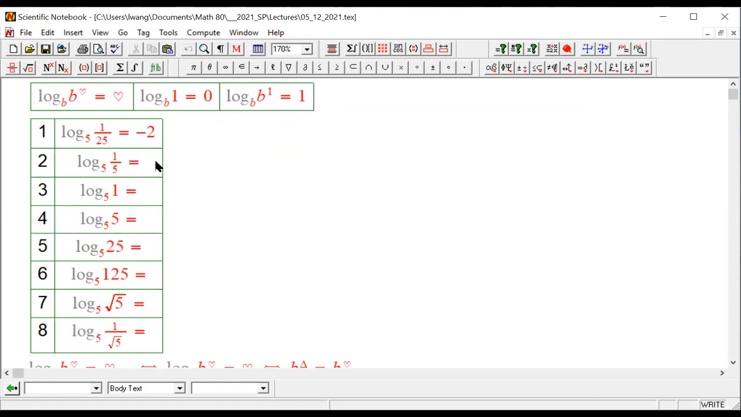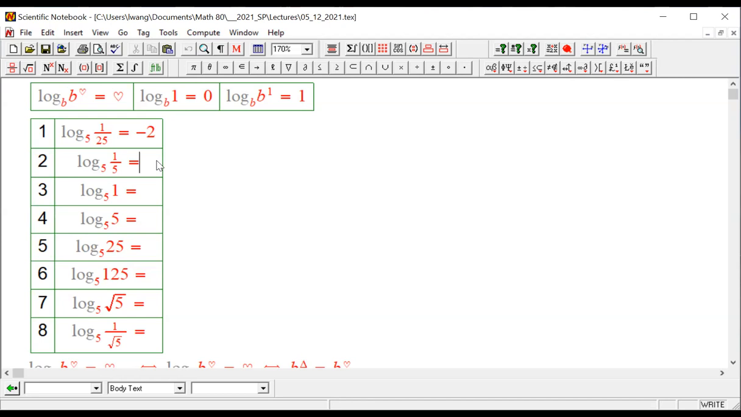Number 2. What's the answer to number 2? Marcelo, what is the answer to log base 5 of 1/5? One answer is a positive 1 and the other answer is negative 1. So which one is correct, right?